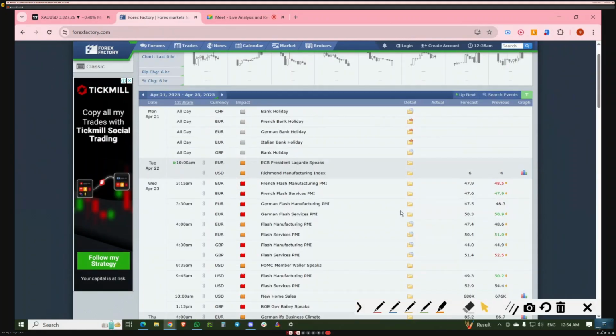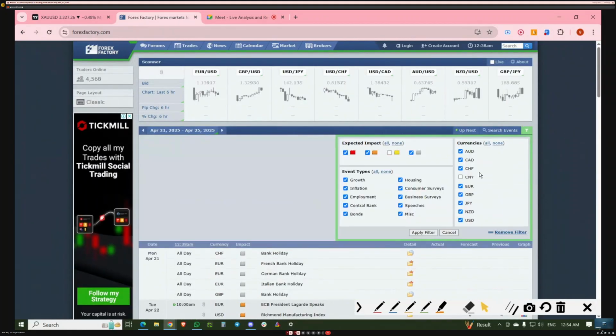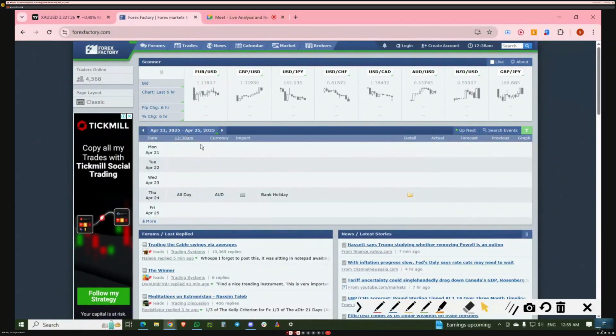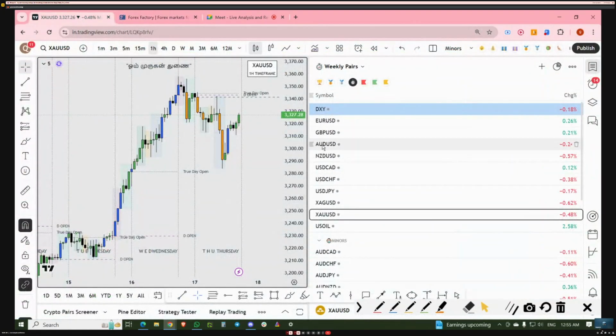Maybe I can just show you like this. This will be more clear for you. When I go by one filter, you can see there is no news on AUD, right? It can be completely neglected for this entire week. We can even neglect the AUD major. There can be a move, but there won't be a highly volatile move like we expect. So these are less probable.